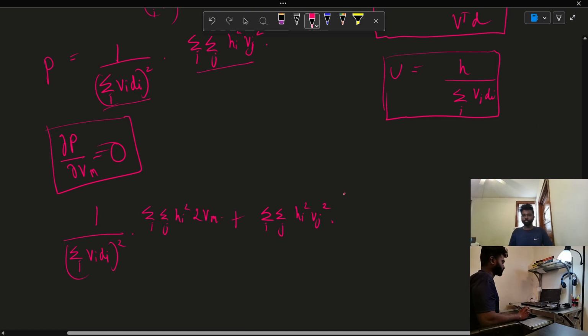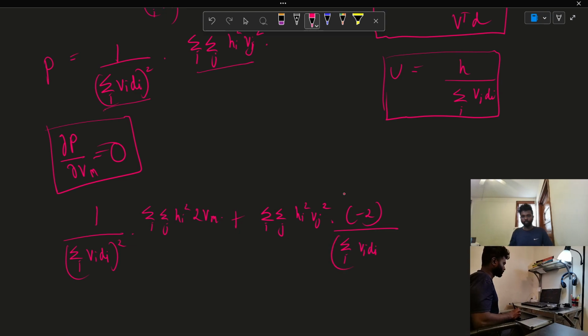So we'll take the derivative of this with respect to the whole term, which will become minus 2 divided by summation over i of v_i d_i, whole cubed. Then we'll take the derivative of only this term, where dx by dx is 1. Similarly, dv by dv is equal to 1, and we're only left with this term, so it will become d_m. Now it is equal to 0.